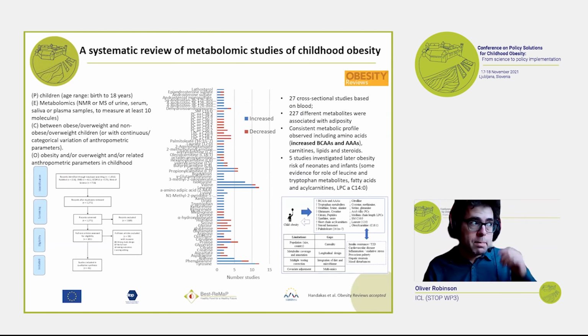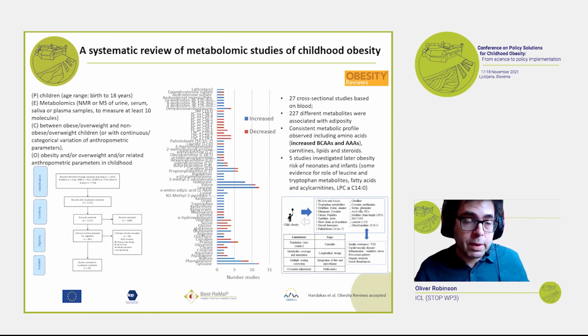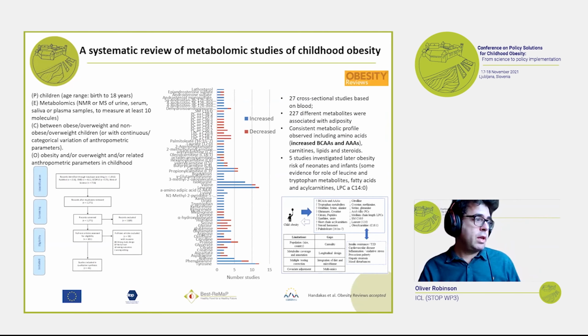So we performed a systematic review of metabolomic studies, and most studies were from the last 10 years, so it's relatively new. And we found 27 different studies in blood, cross-sectional, and we did see a consistent signature of childhood obesity, particularly these increases in certain amino acids, but also carnitines and various lipids and steroids. Now, basically, the evidence really appears that this is an effect of childhood obesity.